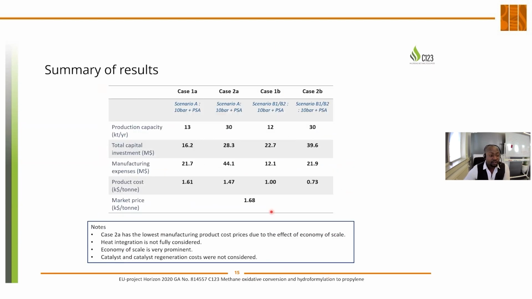This is the summary of the techno-economic assessment for the preliminary data that we had previously. What you see here, we have scenario A and scenario B. And what we want to show you is that the production capacity is the effect of economy of scale. You can see here the production capacity increased from 13 to 30, and this directly affects the product cost. So at higher production capacity, you have smaller product cost. And the same case here.